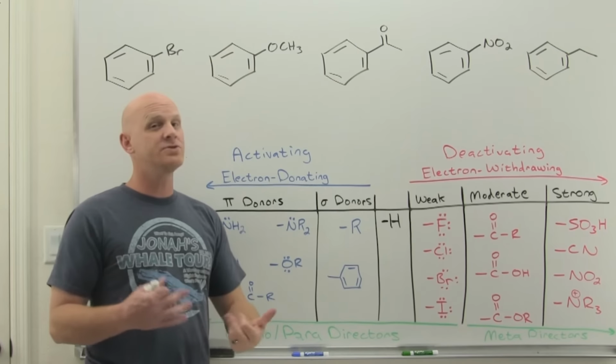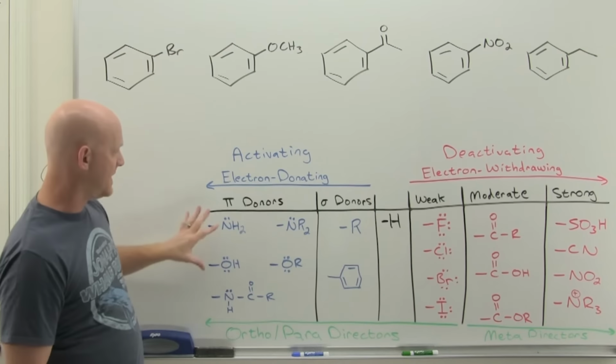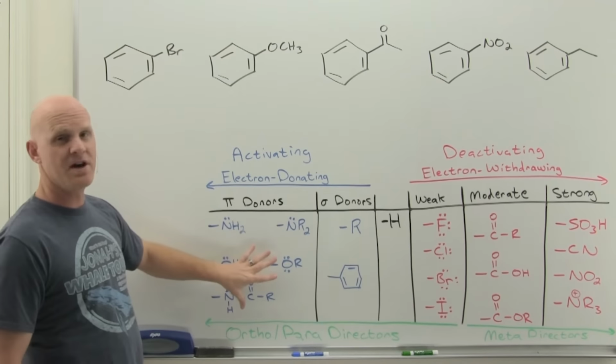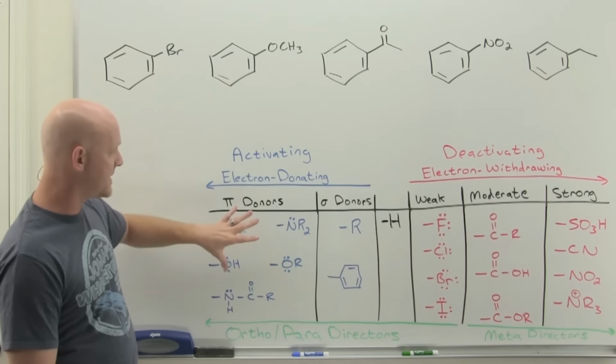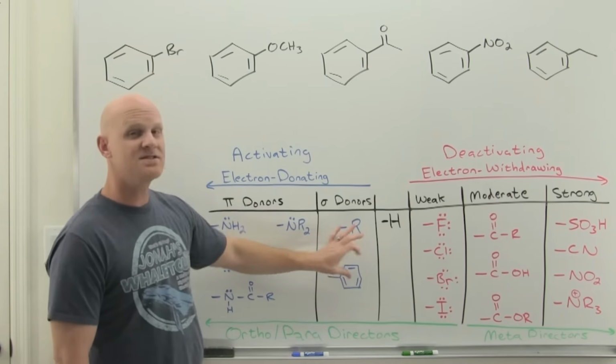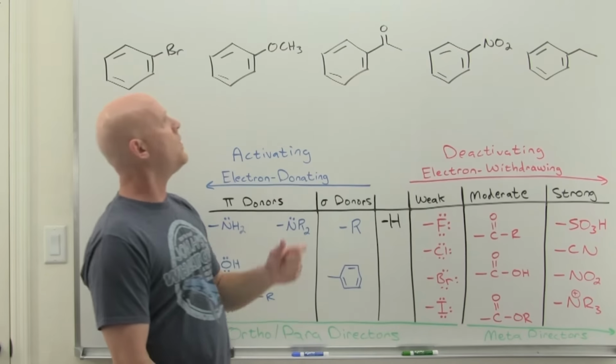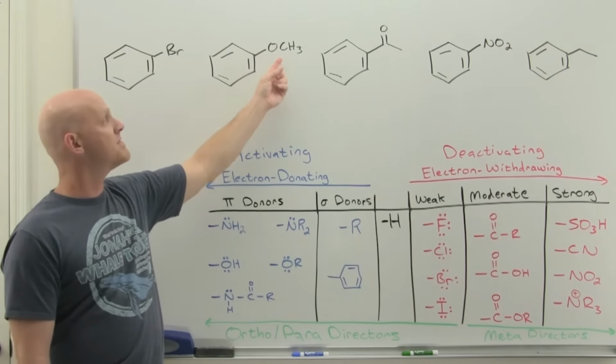So we find out not only is this chart helpful in terms of identifying who's donating and withdrawing, but also degrees of donating and withdrawing. These donating groups get more donating as you go to the left. And so all these what we call pi donors, we'll figure out what that means in a little bit, are going to be stronger donating groups than these sigma donors. And so this R group right here, that's just the ethyl, is not quite as donating as the methoxy group right here.